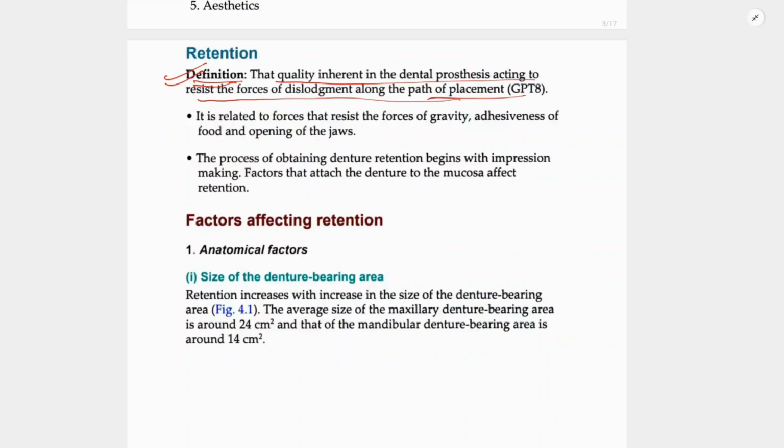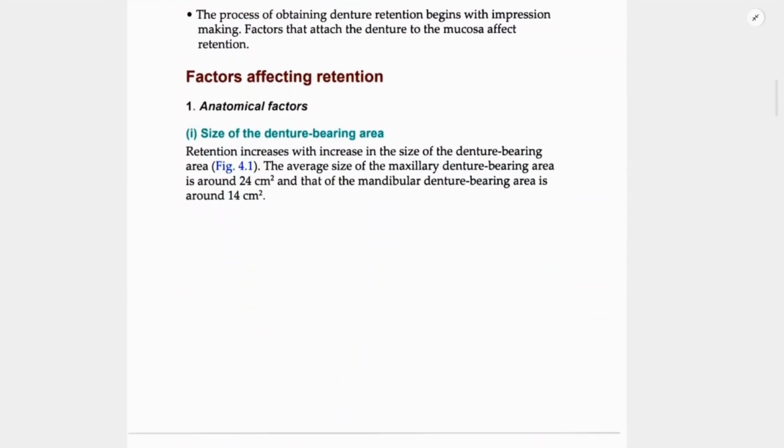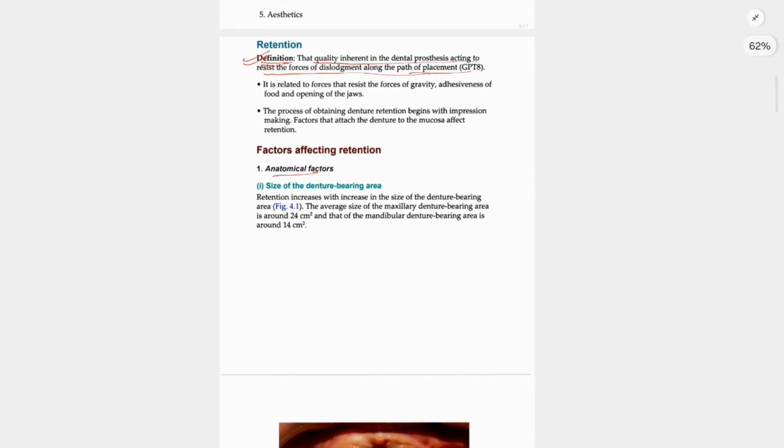Next, you can skip the 2 points. Next, directly start writing the factors affecting retention. As we said, anatomical factors, as we have discussed earlier, again have 5 to 6 main subpoints.